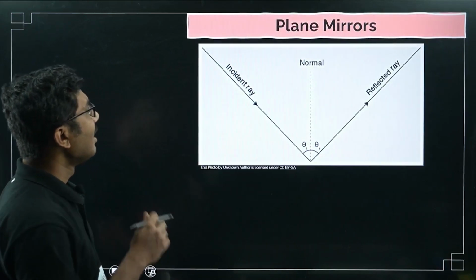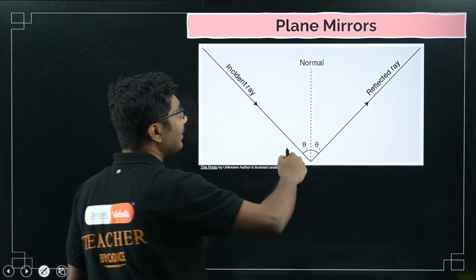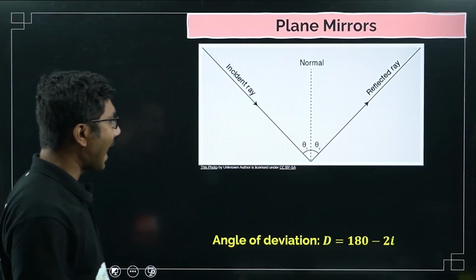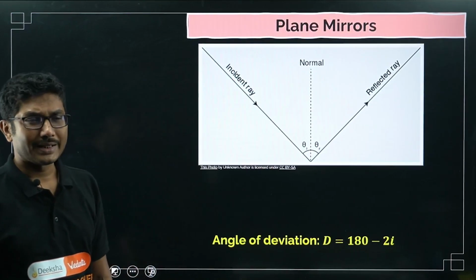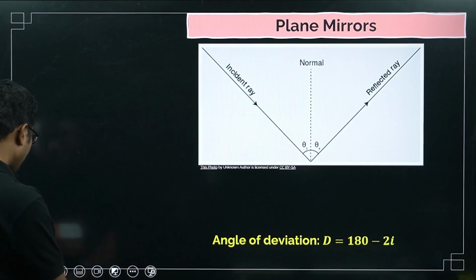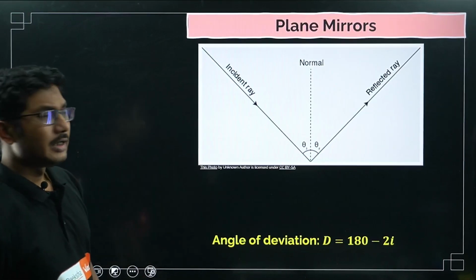Here we have a plane mirror. In case of a plane mirror, as we know, incident ray, reflected ray, this is the normal. Now in case of a plane mirror, the angle of deviation is given by 180 minus 2i. This is the only formula you have to remember. But before I continue, what is the meaning of angle of deviation?